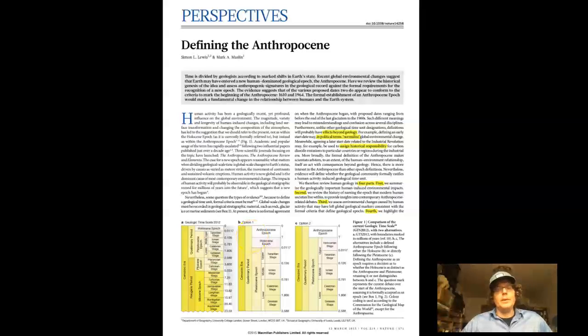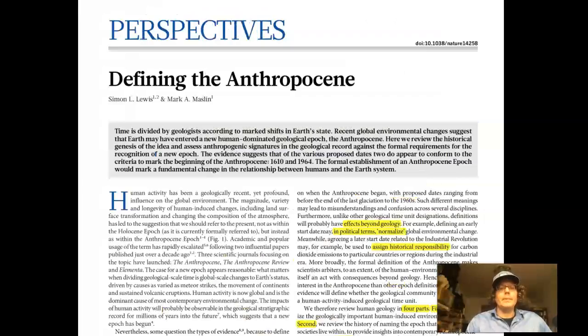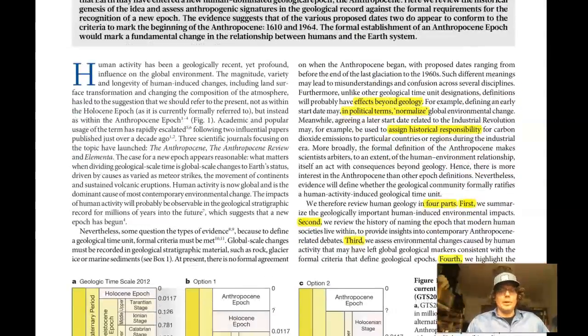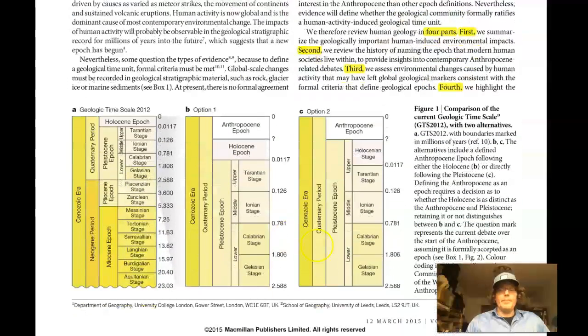All right, so we'll be discussing an article from Nature, one of the leading science journals in the world, by Simon Lewis and Mark A. Maslin. And the title of this is, of course, Defining the Anthropocene. It's a journal article. And down here you can see who these two guys are.